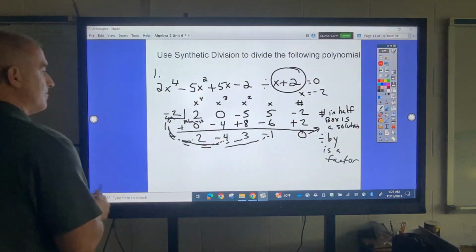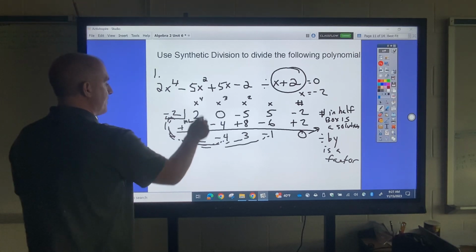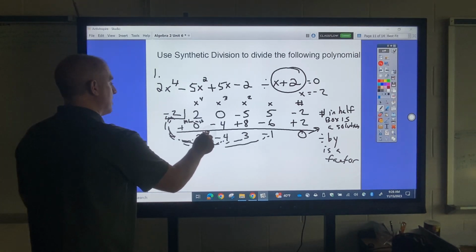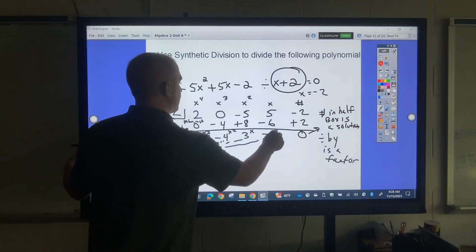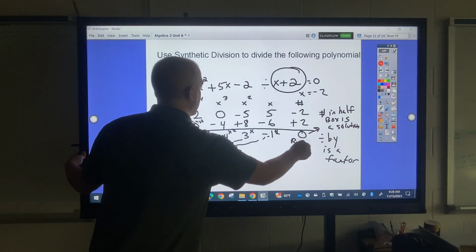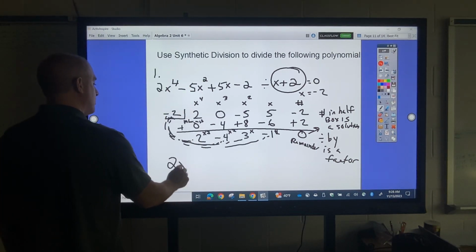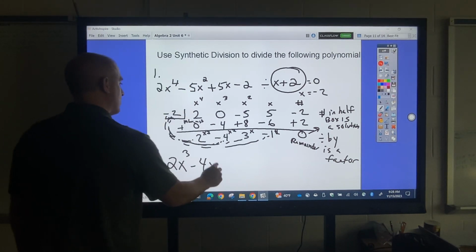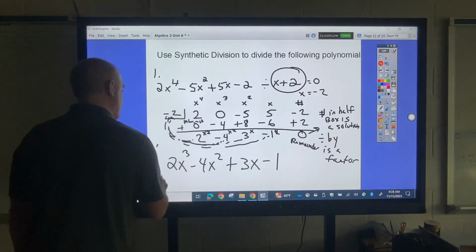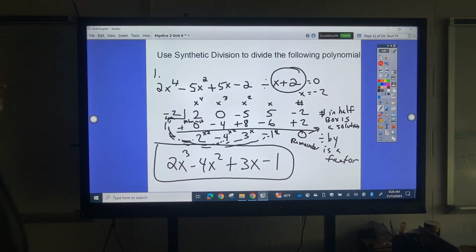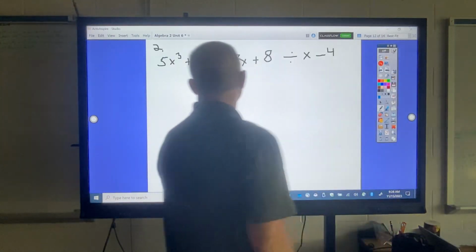Okay? Now, here's the other thing this does. If it is x to the 4th, now this becomes x cubed, this becomes x squared, this becomes x. This is the number, and this is the remainder. And we'll talk about how to write that in a second. So what I got here is I got 2x cubed minus 4x squared plus 3x minus 1. So by dividing that, that's what basically is going to happen. Okay? All right?